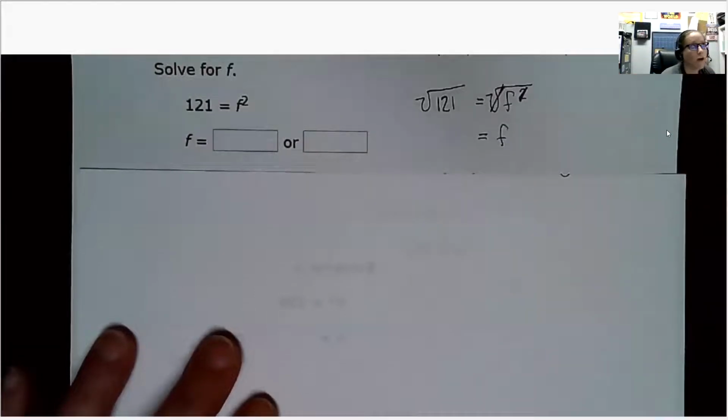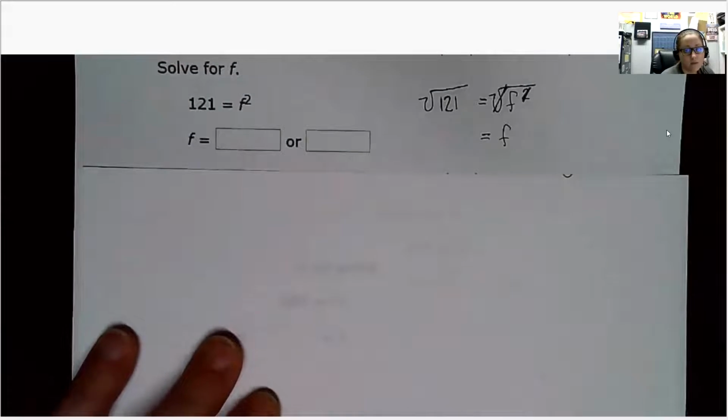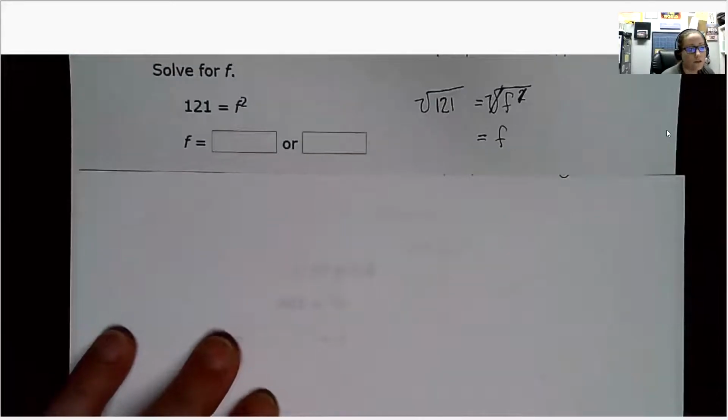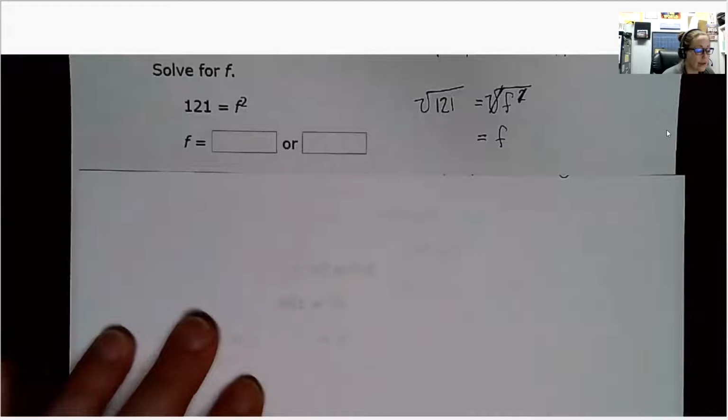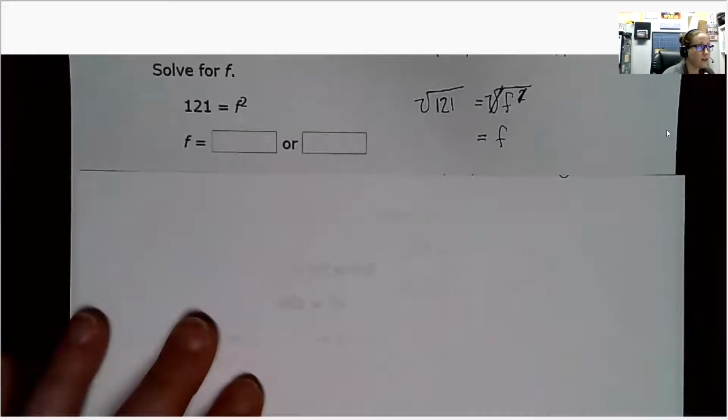And then we want to think, okay, what number can we multiply by itself to get 121? If you're unsure about it, you can always think, what's the square root of 100? The square root of 100 is 10, so it's got to be higher than 10. So we could say, okay, what about 11?